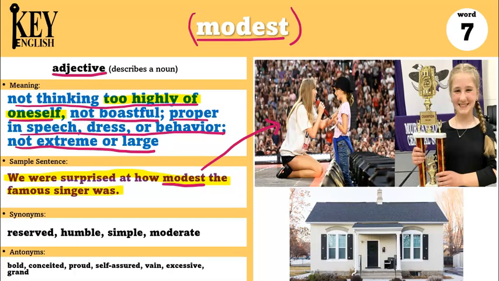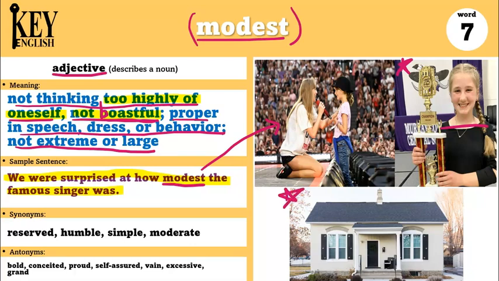We can also use it to describe someone who's not boastful. So for example, this girl here, she won a contest. Let's say that she won a spelling bee. And sometimes when someone wins something, they might be boastful. They might say, yeah, I'm the winner, I'm the best, I'm number one. Things like that are boastful. They're saying that they are the best. But she was very modest. Even though she was the winner and she worked hard, she didn't boast.